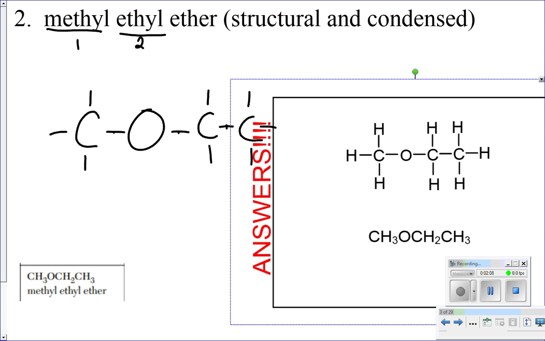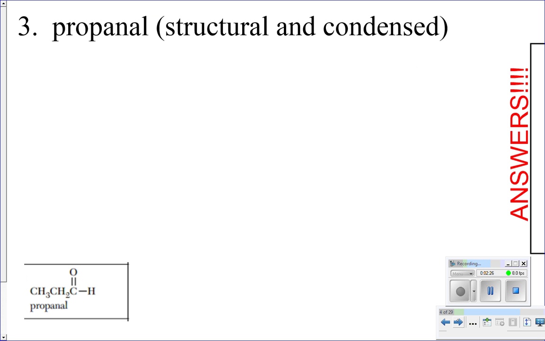In its condensed form, it looks more like it does on the reference table. As you can see in the answer for the structural formula, we have our 1 carbon on the left side, 2 on the right, and those are filled up with H's. You can reverse this molecule. Doesn't matter as long as you have 2 carbons on one side, 1 on the other.